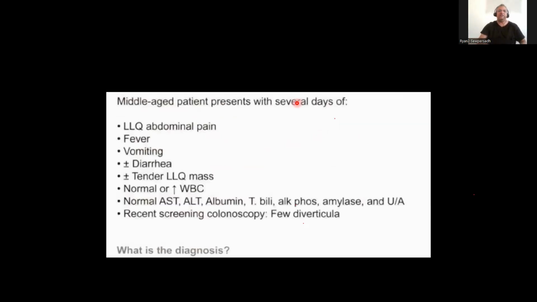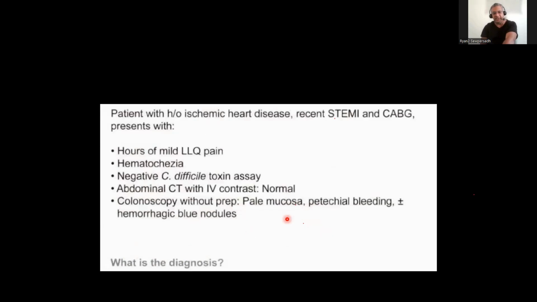Middle-aged patient presents with several days of left lower quadrant abdominal pain, fever, vomiting, may have diarrhea, may have a left lower quadrant mass, normal or increased white cells, normal transaminases, albumin, total bili, alk-phos, amylase, urinalysis, and you have a few diverticula on colonoscopy. You guys know this is diverticulitis, inflammation of the diverticulum.